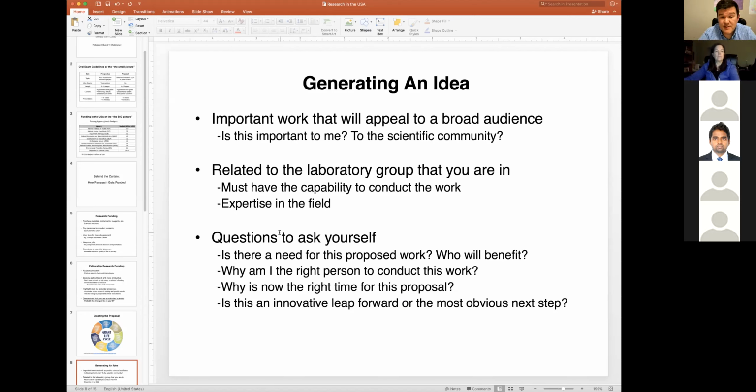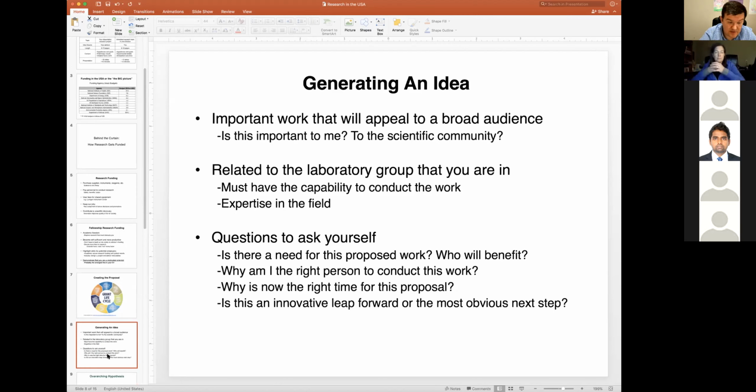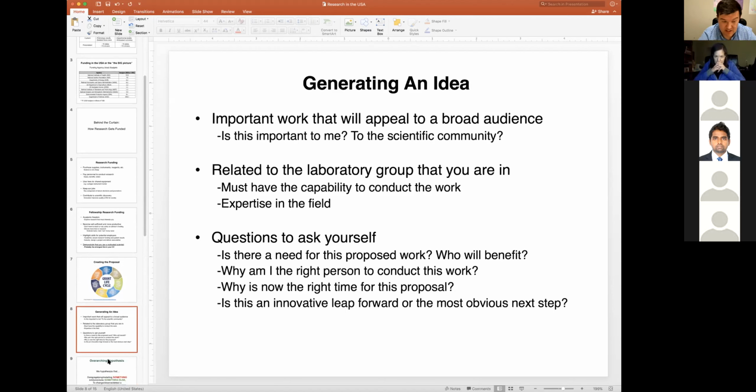So the question that you will be asking yourself during the process is: is there a need for this proposed work? When you're creating a proposal, who will benefit from this work? Why am I the right person to conduct this research work? Why is now the right time for this proposal? These are the questions that we're asking ourselves, and these are the questions that you should try to ask yourself during this class too, and especially during the time when you're going to be writing your independent proposal. Is this an innovative leap forward, or the most obvious next step?